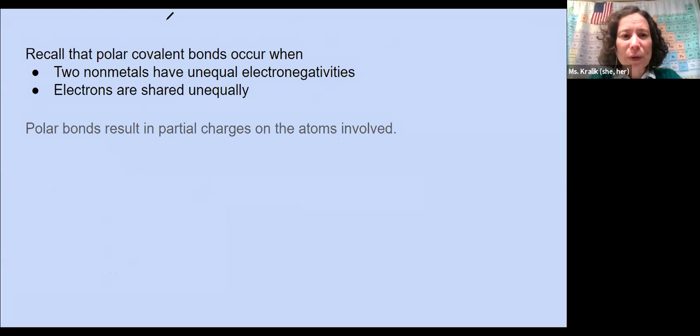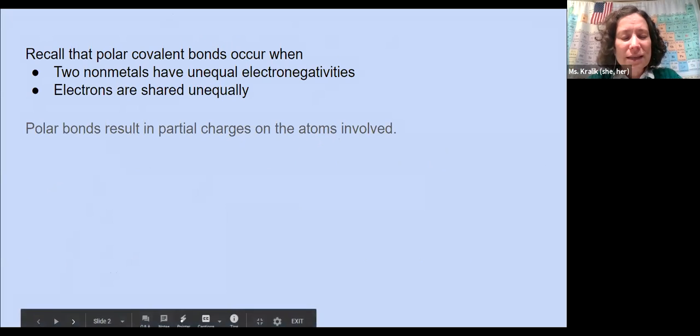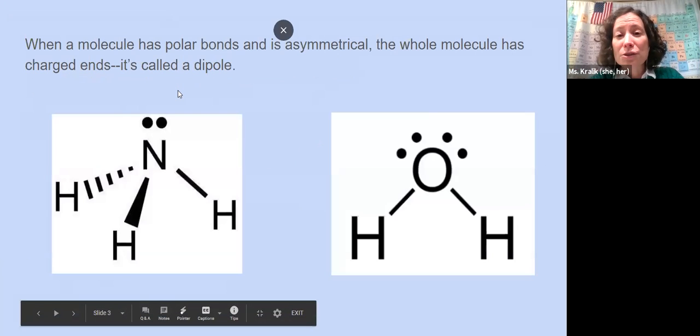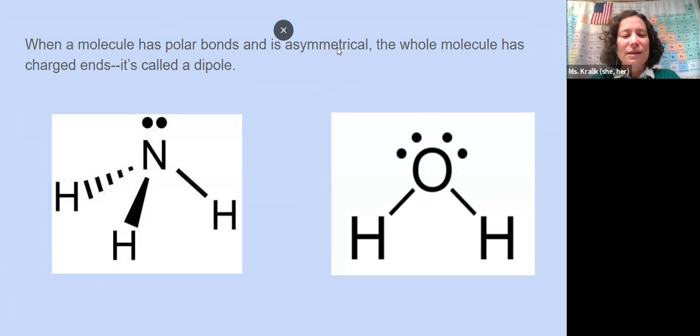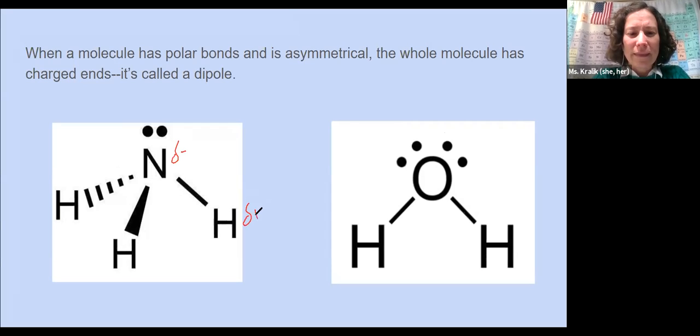Now, this matters when we look at the whole molecule, because if the molecule has partial charges on it, let's look what happens here. So here we've got nitrogen partially negative on this molecule, and the hydrogen is partially positive. Same goes for all three bonds. Because of the shape of this molecule, it has a positive end. In this case, it's drawn so that the bottom is the positive end, and the top is the negative end. It's got that partially negative nitrogen. And so this whole thing is polar.